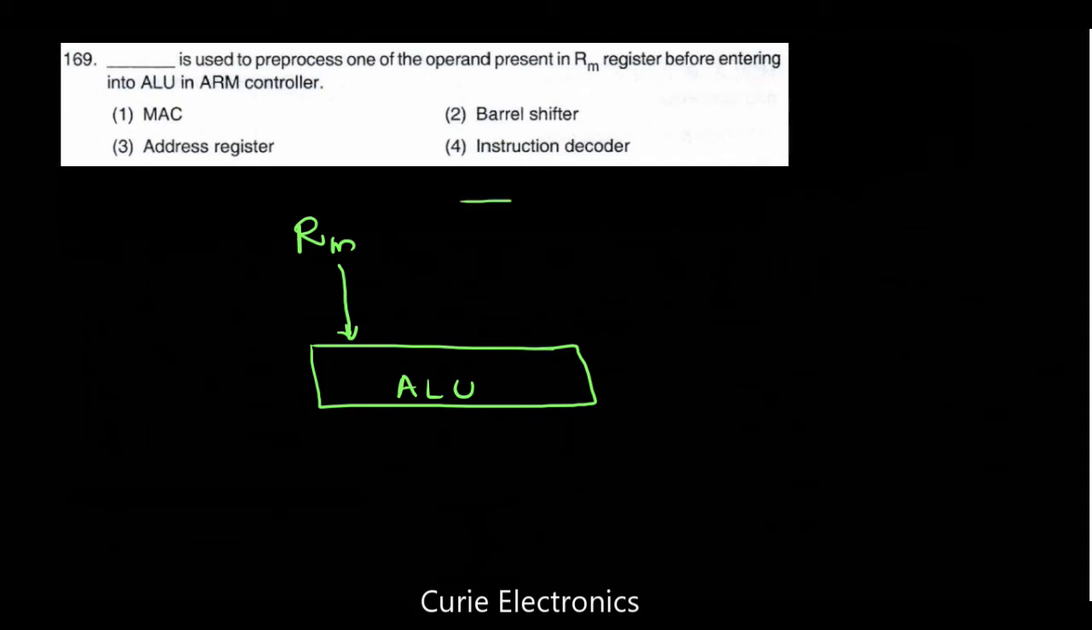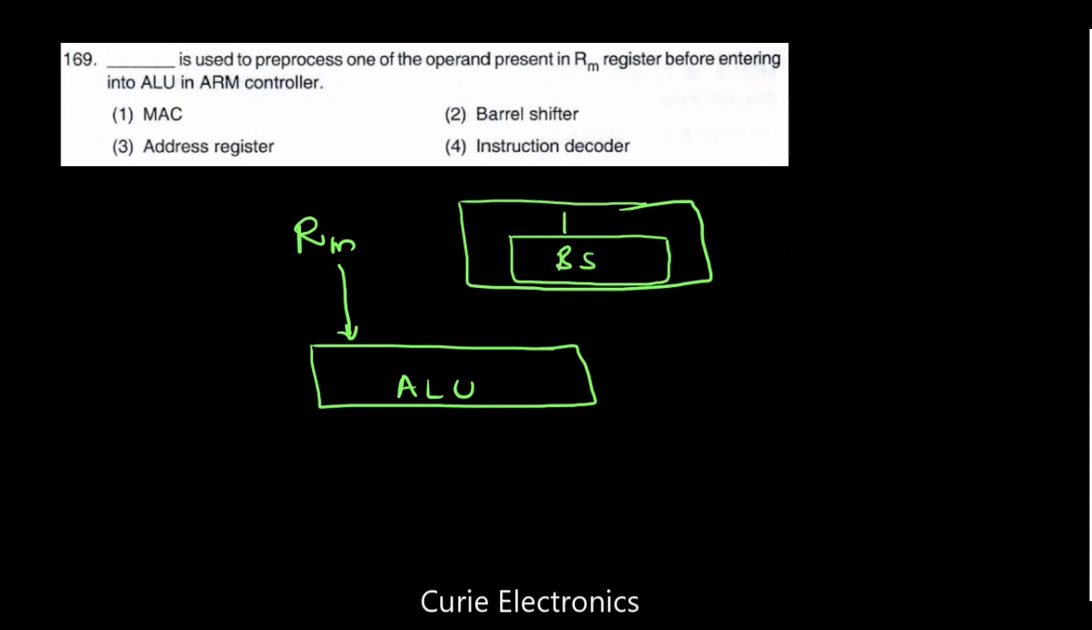But if you want to do some pre-processing, we have a barrel shifter. BS, barrel shifter. From Rm, first it will come to the barrel shifter, and then from the barrel shifter it comes to the ALU. This is if you are doing any pre-processing. So the answer is option 2, barrel shifter.